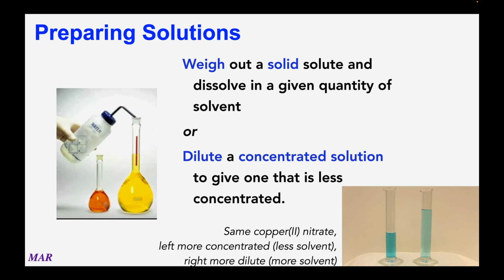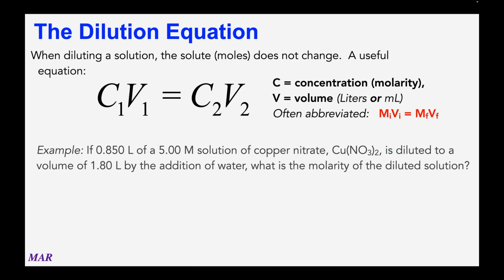So just keep that in the back of your mind. To figure out how much water you need to add, a lot of times chemists will use this expression, which is C1V1 equals C2V2. And there's lots of variations on this. So I used to use M1V1 equals M2V2. Sometimes you'll see MIVI equals MFVF.